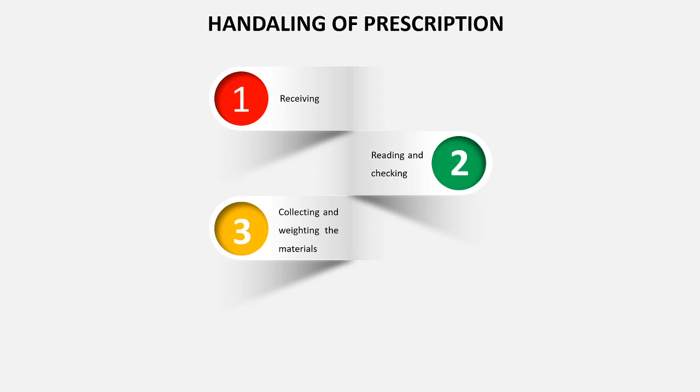Next is handling of prescription. While handling the prescription for compounding and dispensing, a few procedures need to be adopted by the pharmacist, and those are receiving, reading and checking, collecting and weighing the material, compounding, labeling and packaging.